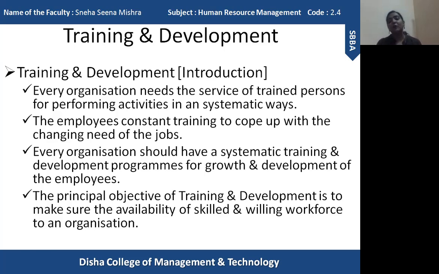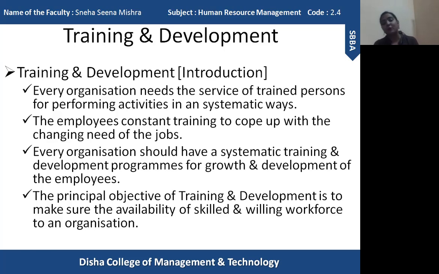So for the overall growth and development of all the employees, these training and development programs must be prepared in a systematic manner. Research should be done regarding what are the training methods to be used, how the candidates, how the employees must be trained so that they can understand their job in an effective way and in an easy way also. So that's why a systematic procedure for preparation of training and development program is very necessary.